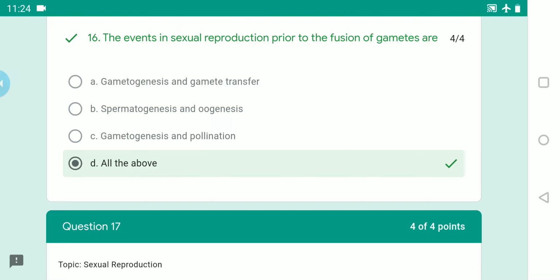Next question. The events in sexual reproduction prior to the fusion of the gametes are, yes, all the above. That is gametogenesis and gamete transfer. The gametogenesis includes spermatogenesis and oogenesis, and in case of plants, the pollination, isn't it? Because of all this, we can say option D is the right answer.